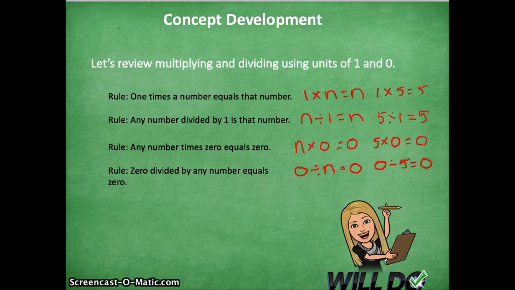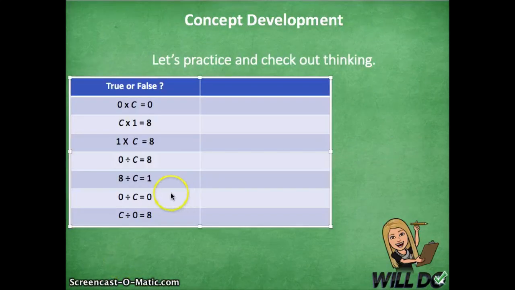Let's see if we can do a true-false activity and pick out the equations that really follow these rules and a few tricky equations that do not follow the rule and are false. Let's look at some true and false possibilities and see if we can figure out which problems are correct.